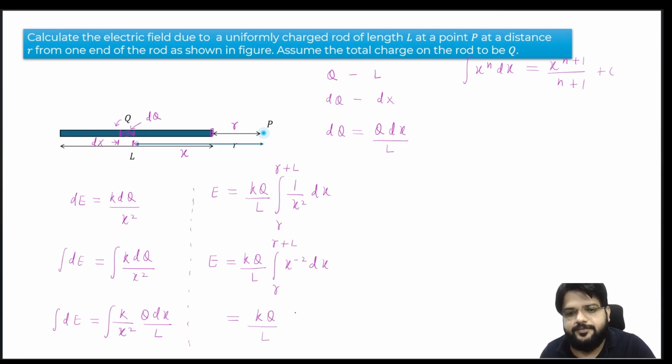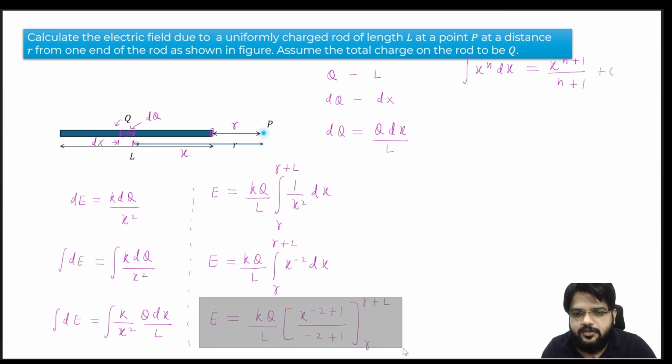kq by L. And after doing the integration, we have x power minus 2 plus 1 divided by minus 2 plus 1, and the limit of integration is r to r plus L. Correct? So this thing we are getting. Now what we have to do here is put the limit of integration. So I'm taking the next page.